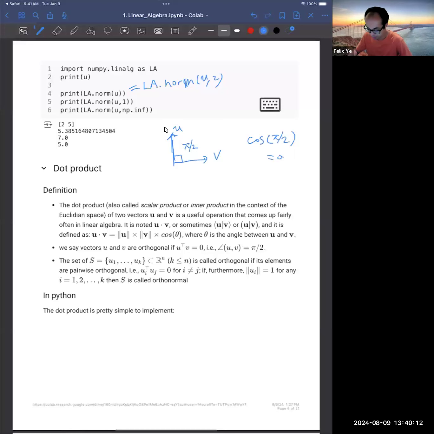Also, a whole set of vectors U1 to UK is called orthogonal if they are pairwise orthogonal. That means the inner product of Ui and Uj is equal to 0. Also, by the way, we can write U dot V as U transpose V as well, because we can think of U and V as column vectors.